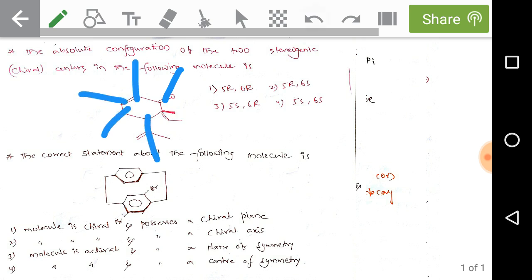Okay, so we have chiral carbons at the 5th and 6th carbons. This is the 5th carbon and this is the 6th carbon. Okay, so that is from the IUPAC rules. Now at the 5th carbon, if we try to give the absolute configuration, first we need to give the priority order for the 4 different substituents on that particular chiral carbon.